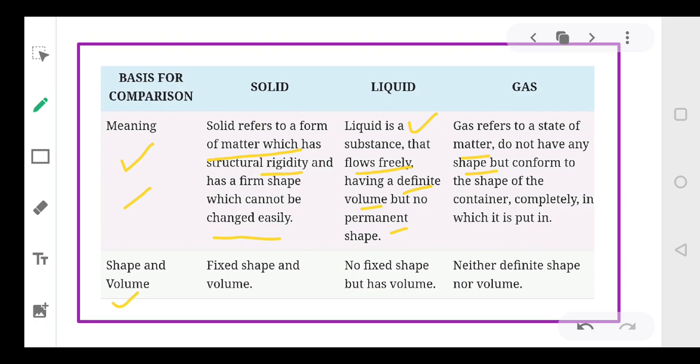Second is shape and volume. So solids have fixed shape and volume. Liquids do not have a fixed shape. They only take the shape of the container, but they have a fixed volume. Gases do not have fixed shape and volume.